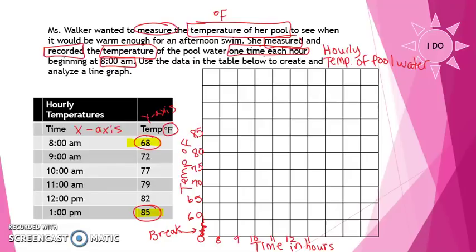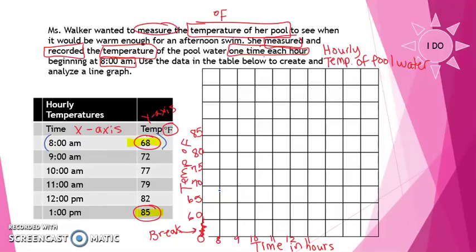Now we're ready to plot our points on the coordinate grid. We're going to work with our first ordered pair. Our ordered pair here is 8 o'clock a.m. and we're going to go to 68. So 68 is going to be about there. That's going to be our first point.